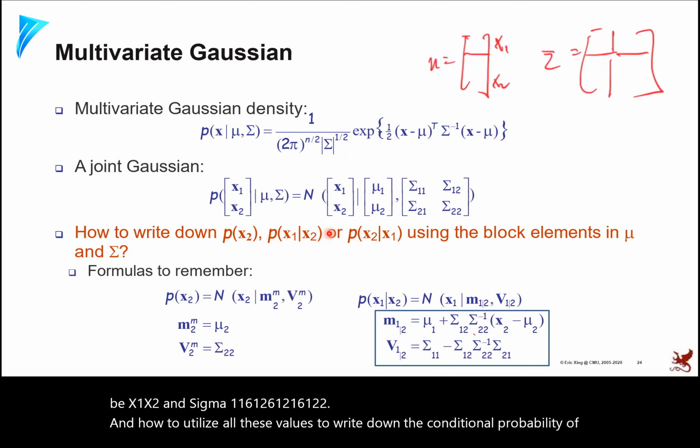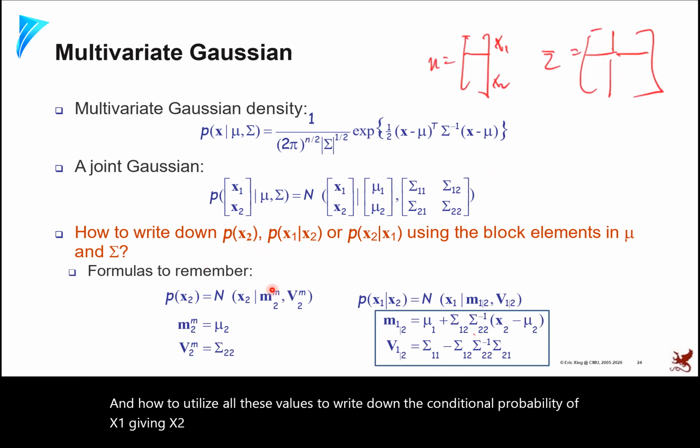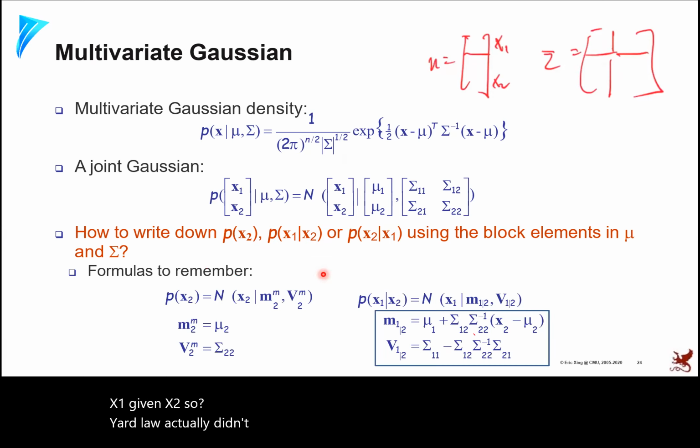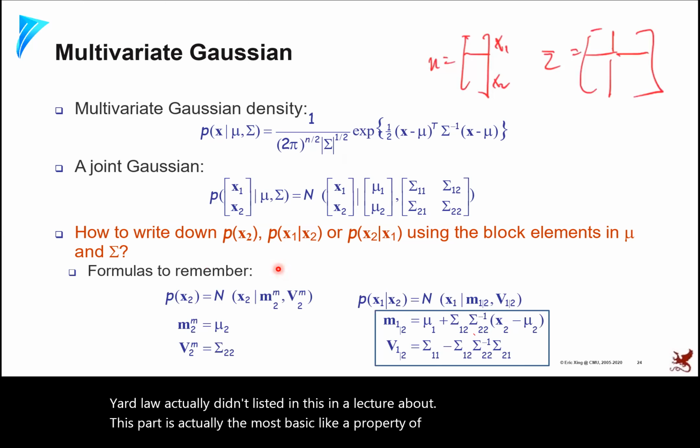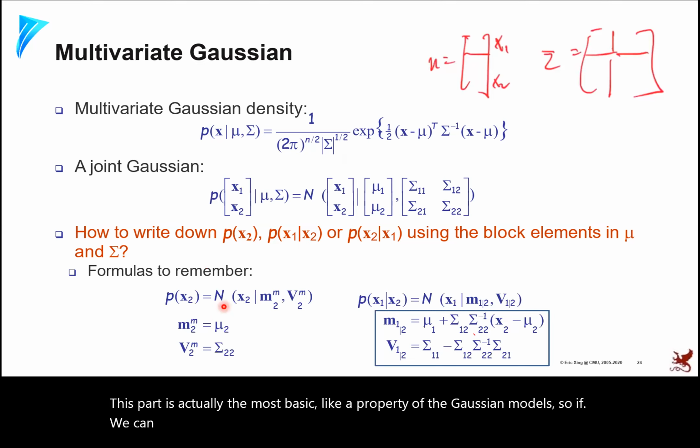Yeah, the lecture didn't actually list it, but this part is actually the most basic property of the Gaussian models. We can easily know that p(x2) can be written as another Gaussian of x2 given the corresponding mean and variance, which is mu2 and sigma 2,2.